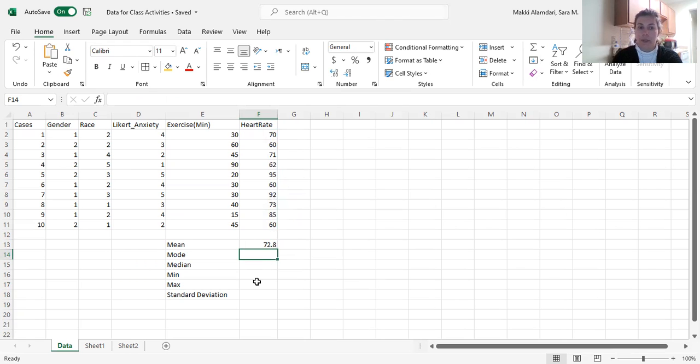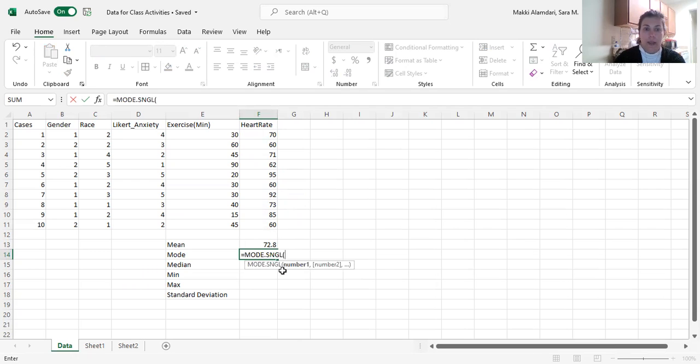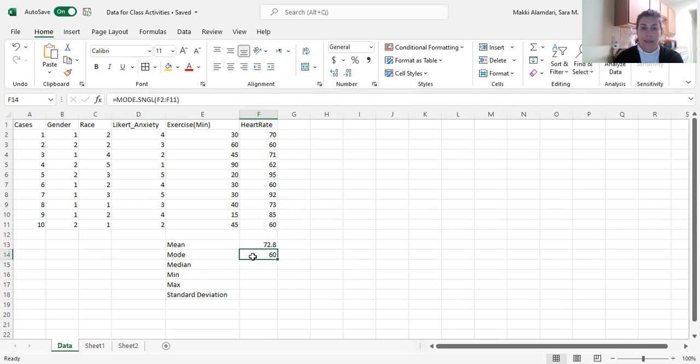The next statistic I'm interested in is mode. Again, I'm using an equal sign, mode. There are two options, mode multiple, mode single. I'm going with mode single. But if you're interested in more than one mode, you can use mode multiple. Double click on that. And again, I'm choosing the data set, closing the parentheses, enter. This shows that the mode of heart rate in this data set is 60. That means the highest frequency is 60.